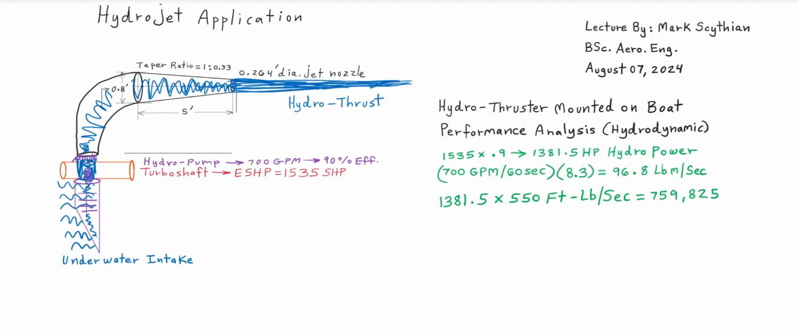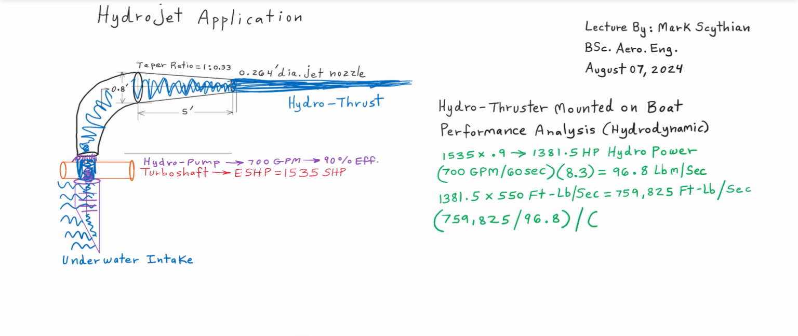So we know there is 550 foot-pounds per second to a horsepower times 1381.5. So this is 759,825 foot-pounds per second of mechanical power in the form of hydraulic, or we'll call it hydrodynamic power of the water acceleration. So if we were to simply take the 759,825 foot-pounds per second and divide it into the mass flow of 96.8 and then multiply it times the pressure ratio.